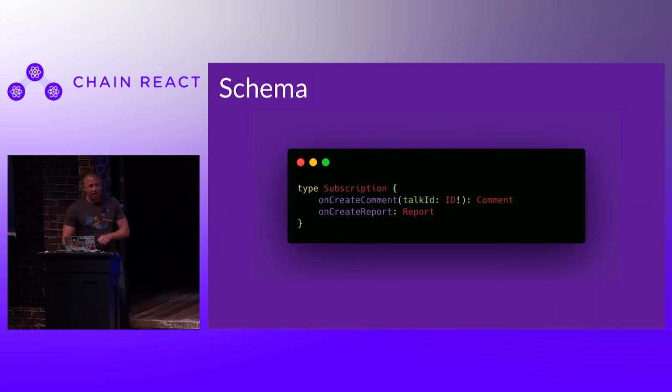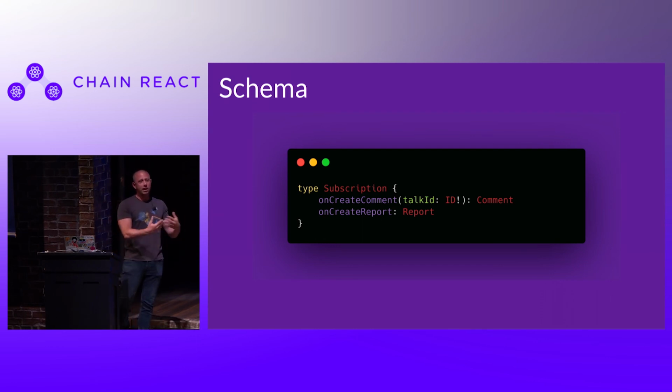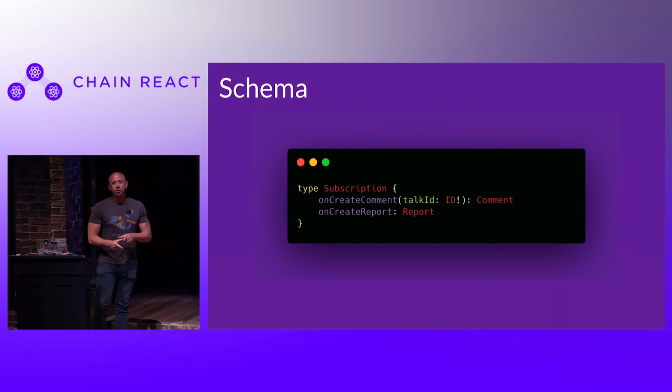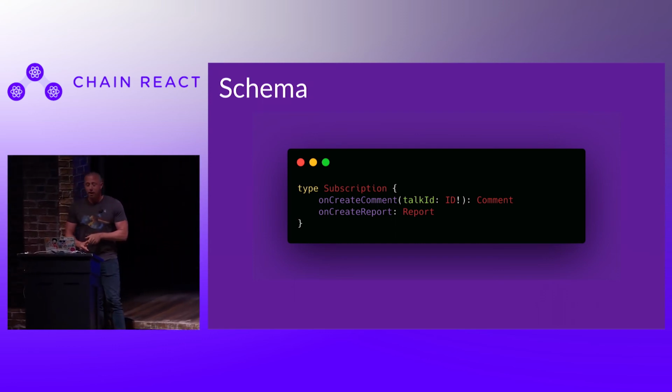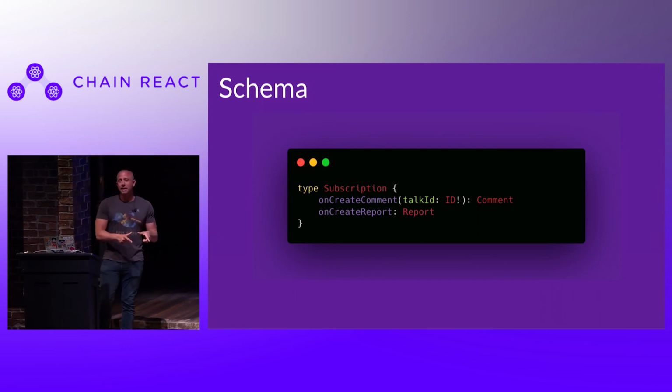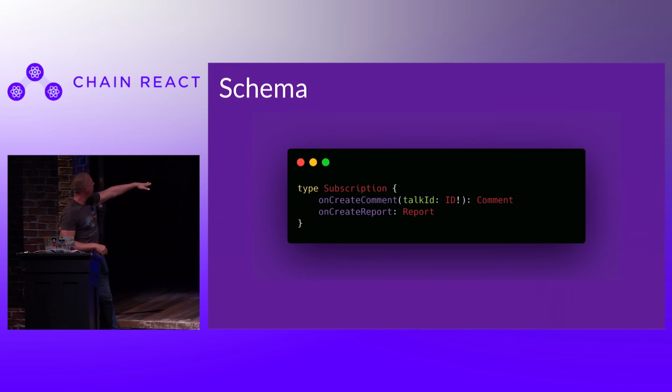So what we needed to do at this point, we wanted the dashboard to update in real time. As you just saw, when someone creates a report, the dashboard updates in real time. Also in your app, when someone creates a comment, you see the comments come through in real time. So we needed 2 GraphQL subscriptions, one for when a comment is reported and one for when a comment is created. So we had the onCreateComment and onCreateReport subscriptions.